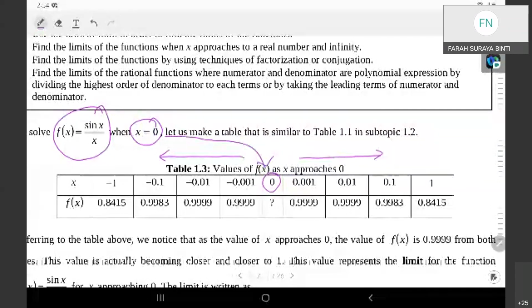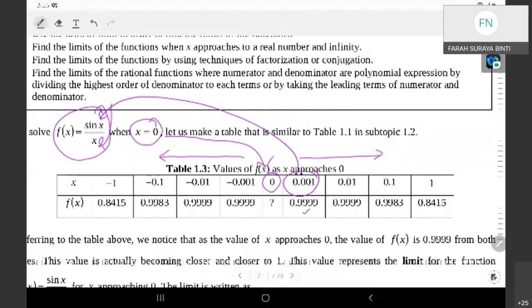Negative 0.001 and then negative 0.01, negative 0.1, negative 1. Maksudnya, kalau awak bayangkan number line, kita ambil nombor yang sebelah kanan 0 dan sebelah kiri 0. And then kita try masukkan dalam function ni. 0.001, masukkan nilai x kat sini dengan kat sini. So kita tekan calculator, sin 0.001 divide by 0.001. So akan keluar jawapan 0.9999.